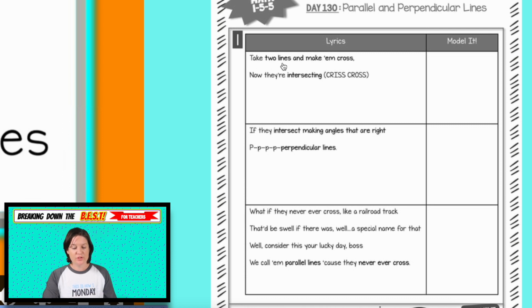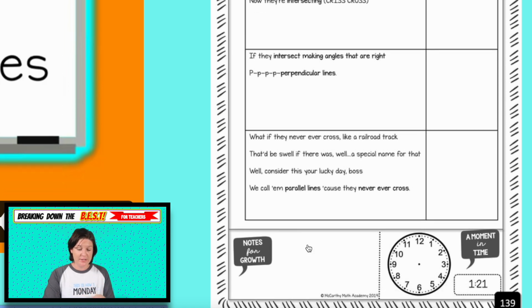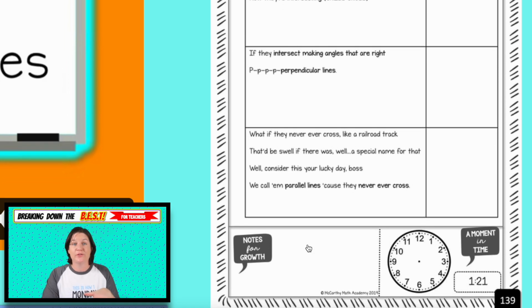Like this one goes, take 2 lines and make them cross. Now they're intersecting, crisscross. If they intersect, making angles that are right. Perpendicular lines. But if they never ever cross like a railroad track? Well, that'd be swell if there was, well, a special name for that. Well, consider this your lucky day, boss. We call them parallel lines because they never ever cross.